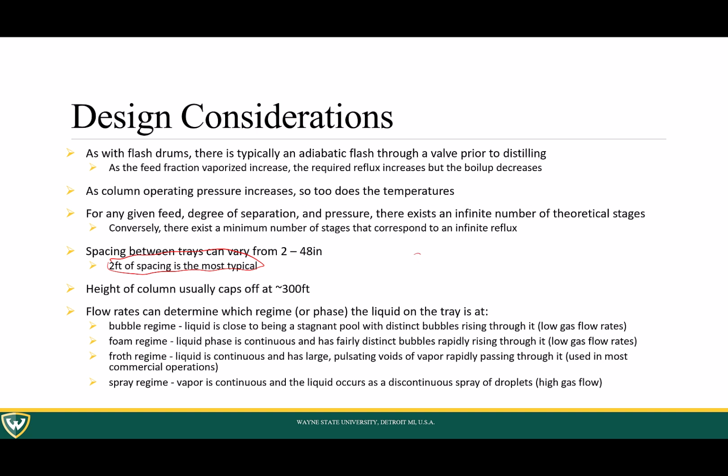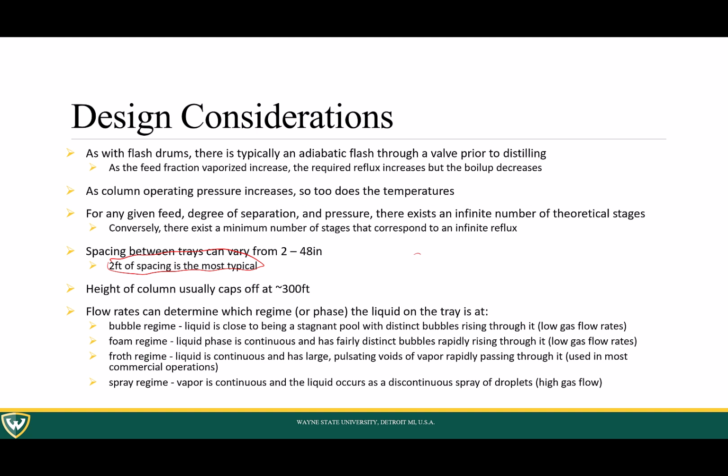Flow rates can determine which regimen or phase the liquid is in on the tray. As I showed you in the previous slide what the equilibrium trays look like, the liquid can have different appearances, very foamy or very frothy, based on the gas flow rate, the boil up that you are sending into the column. There are essentially 4 different regions. There's a bubble regimen, which is when the liquid is close to being a stagnant pool with distinct bubbles rising through it. This is when the gas flow rate is too low.